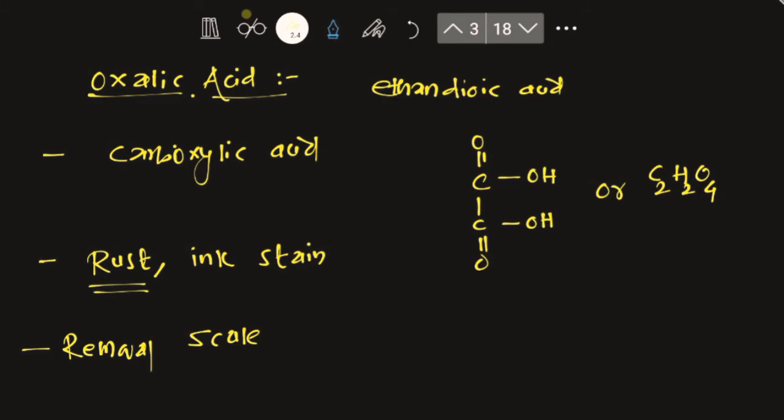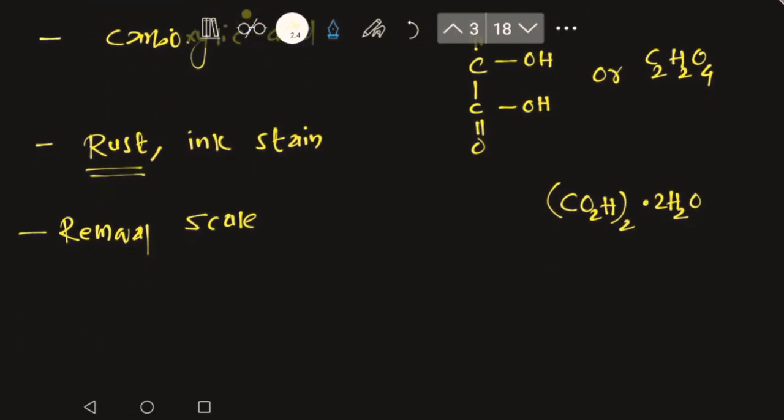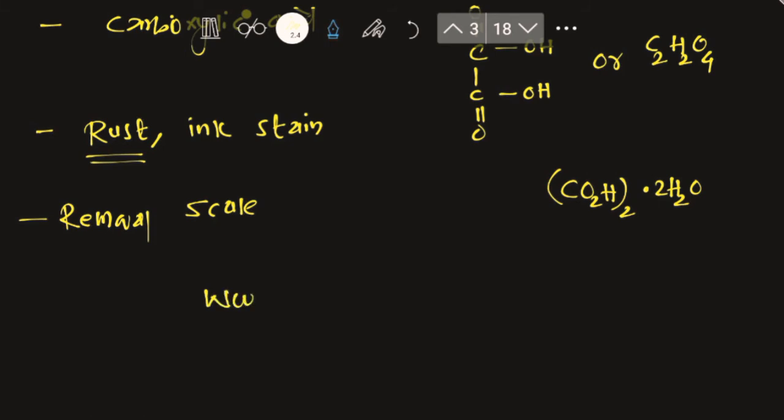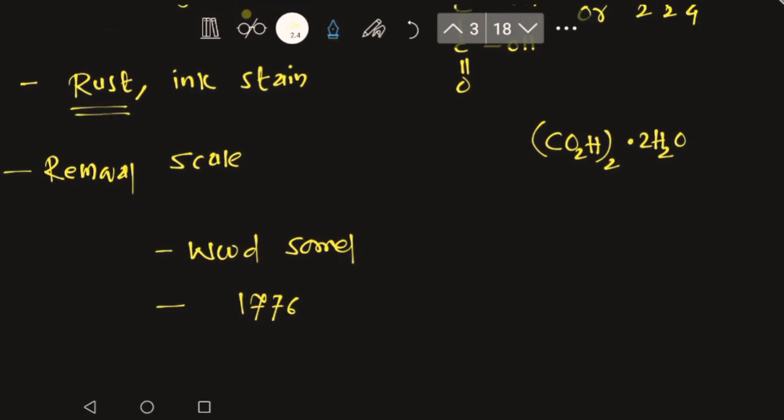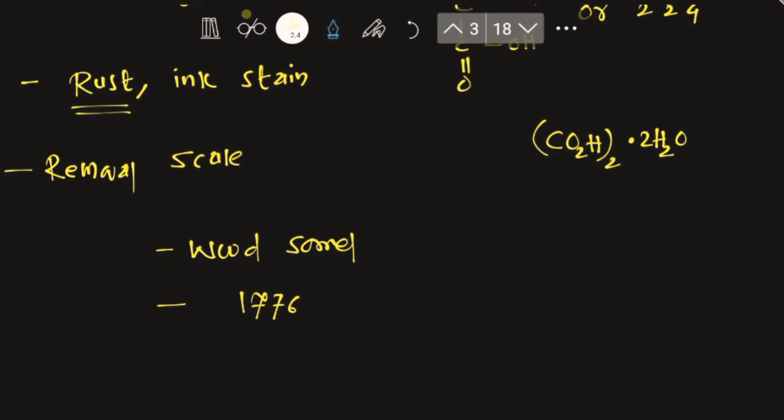Since it is a crystalline material, it is always in the form of a hydrate, (COOH) twice and 2 H2O. Oxalic acid is found as a constituent of wood sorrel, from which it is extracted. It was first synthetically prepared in 1776, by heating sodium formate in the presence of alkali as a catalyst.